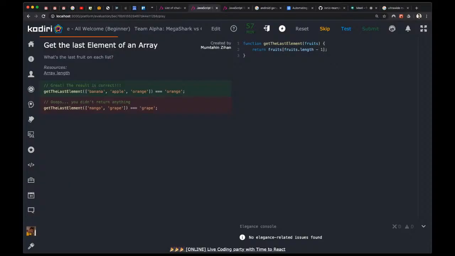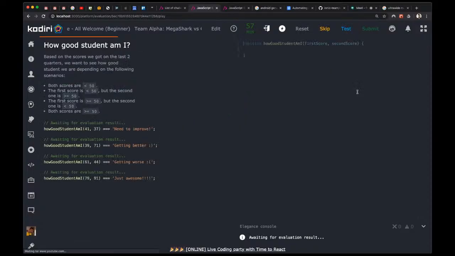Can anyone help Maxim? That's correct. That's correct, Elena. Arrays start counting at 0 index. So if the length is 3, the last index is 0, 1, and 2. That's why we need to subtract 1 from the array. Any questions? No? All right, so let's do question number 3.